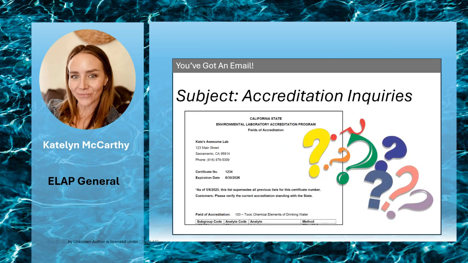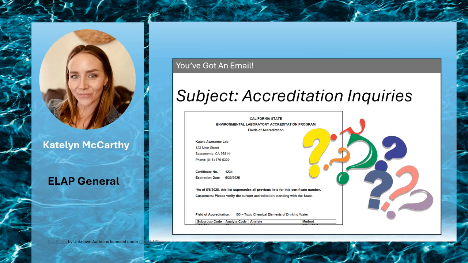Accreditation inquiries are another common email that we get to our inbox. If you do not know what an accreditation inquiry is, it is the process by which you request review of an application decision made by ELAP. For example, you received your updated certificate and fields of accreditation from ELAP, but you were denied for an FOA, and the non-compliance code cited for the denial states that you did not submit a PT result. But you swear that you performed that PT and that you submitted it with your application.